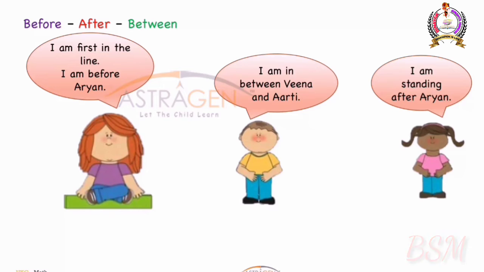Before means in front of you. After means behind you. Okay. Now children, I'm sitting and I'm watching the laptop. Right? Now the laptop is before me. But behind me, after me, I have my cupboard in which I have all my books.